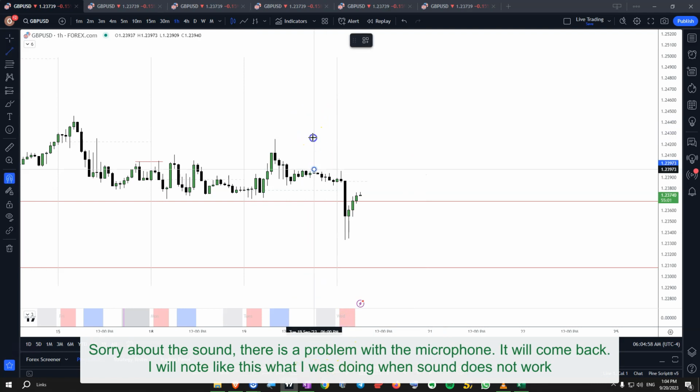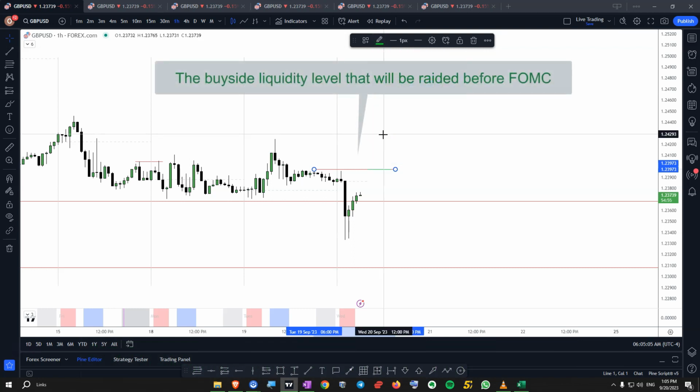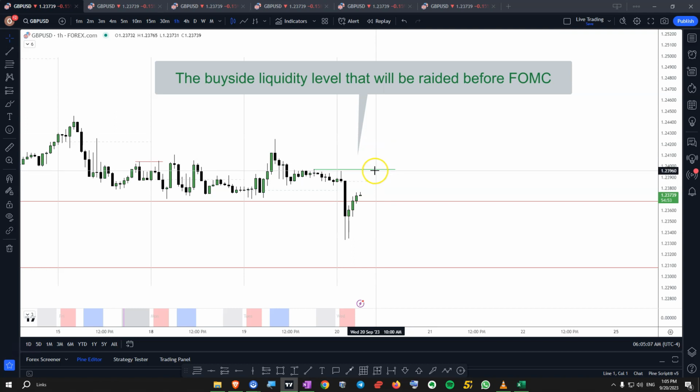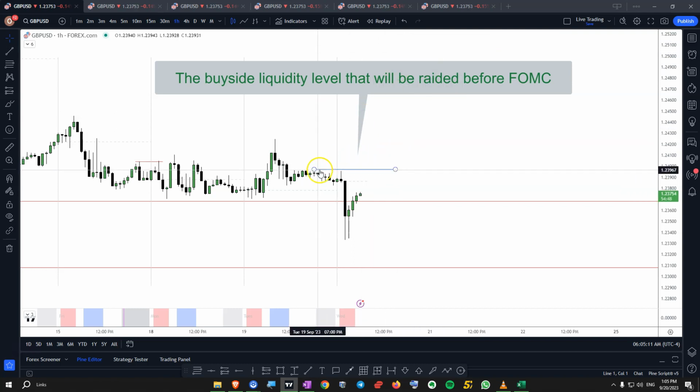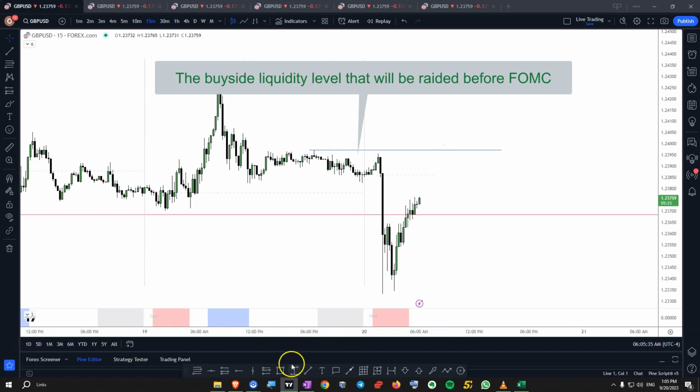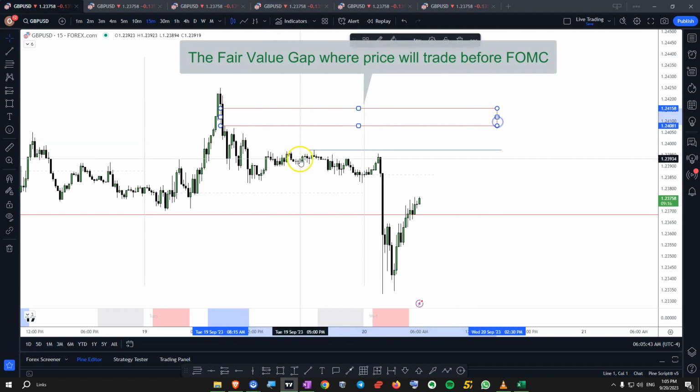Here we have right side liquidity. This is the 15 minutes chart. We have the imbalance.